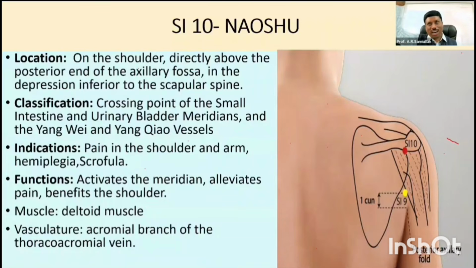Nao Shu point to be known as SI10, where this point is located vertically above the SI9, just distal to the spine of the scapula. The point is located directly above the SI9, just distal to the spine of the scapula, where the acromion joint is there. Just distal to that point to be known as the SI9 point. SI10 point is the Nao Shu.